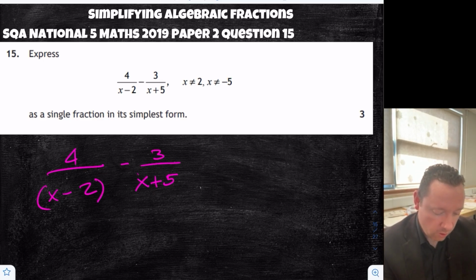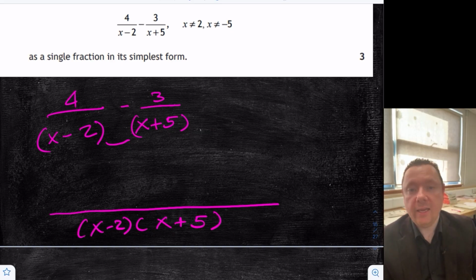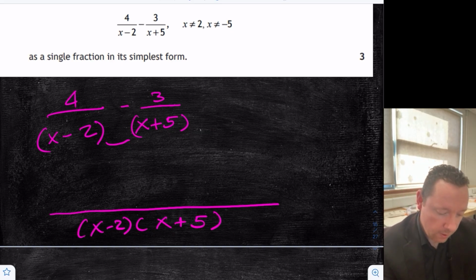So I can put brackets around these. My common denominator is going to be this. So as a single fraction, I'm making it nice and long, I've got x minus 2 times x plus 5 on the bottom. Now to get your tops, well, you can think of it as this fraction's been times by this. So I need 4 times x plus 5. And this fraction's been times by x minus 2, so I need minus 3 times x minus 2.